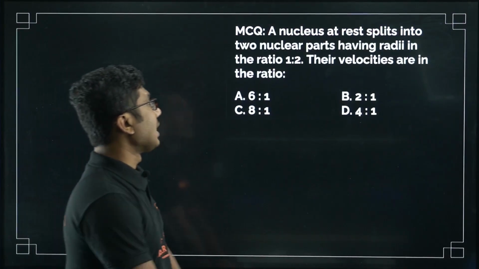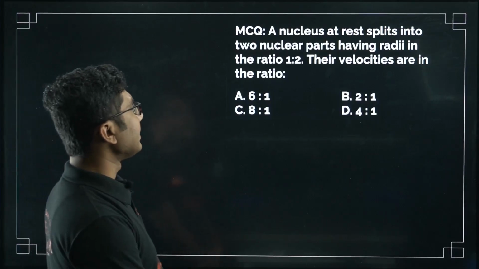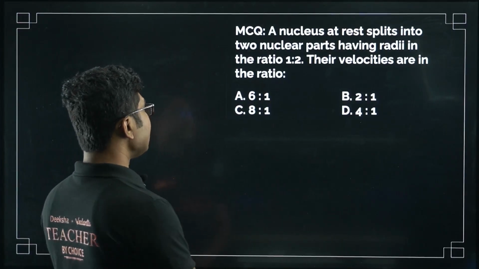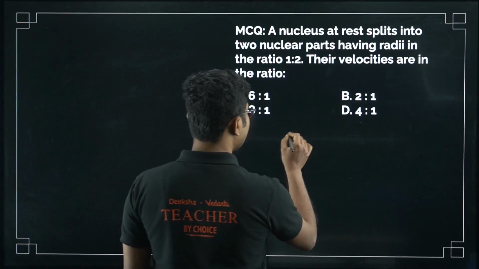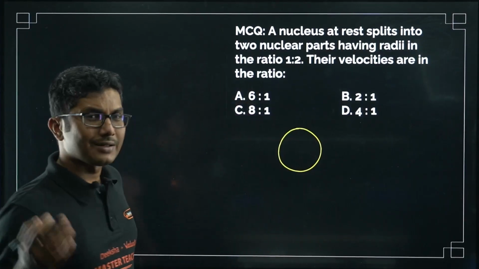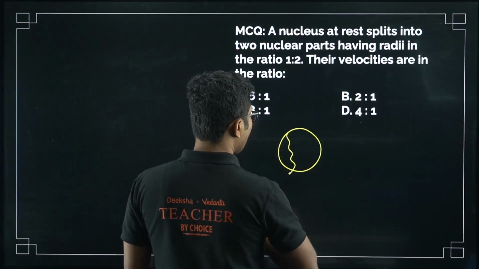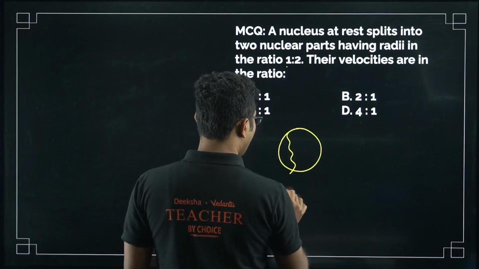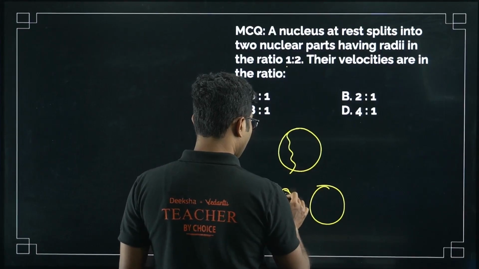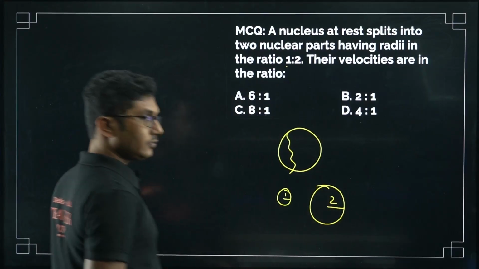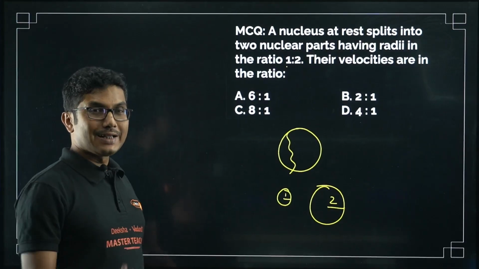Now let's see one question. A nucleus at rest splits into two nuclear parts having radii in the ratio 1:2. Their velocities are in the ratio? So first of all, a nucleus was at rest. Even though it is not directly related to the nucleus, let's see. The nucleus splits into two halves. After splitting, it becomes two spherical objects, right? One has a radius 1, another has a radius 2. And their velocities are in the ratio. So how can I find velocity when nothing else is given?